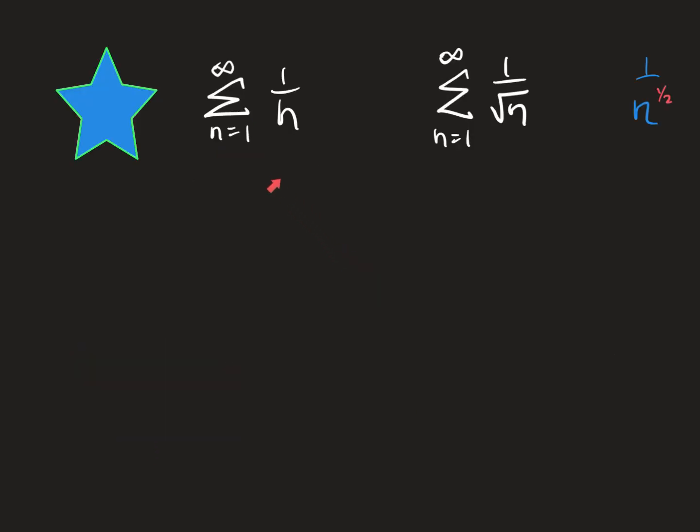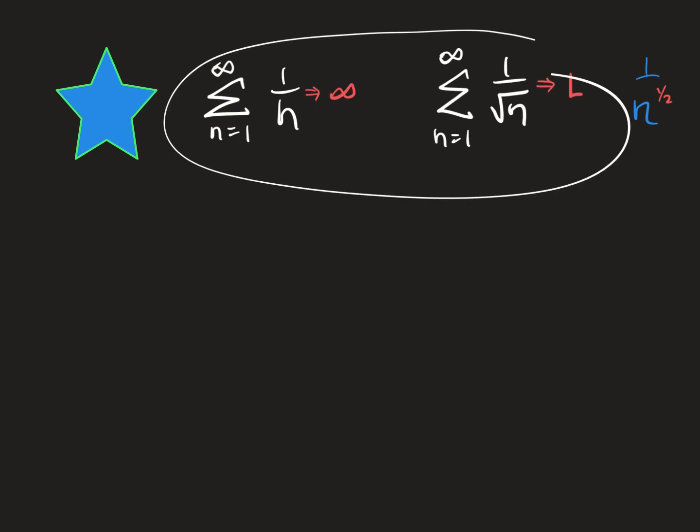In class, we used the integral test to show that this series diverges, and the integral test showed that this series converged. So when p was 1/2, the p-series converged. When p was 1, the series diverged. Or in other words, this infinite sum grows unbounded, while this one converges to some fixed value, let's call it L.